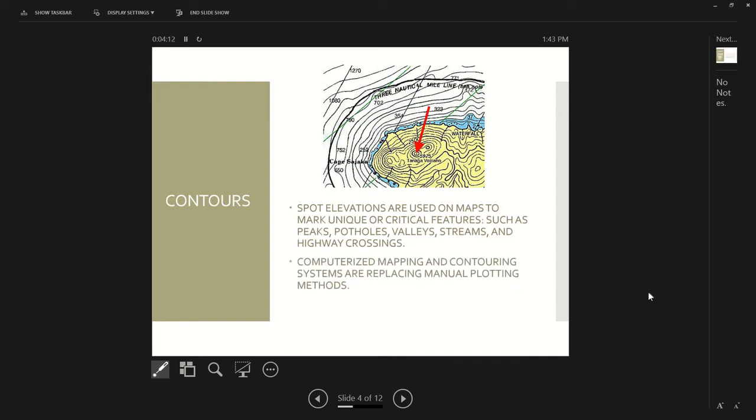Computerized mapping and contouring systems have replaced manual plotting methods, and you're going to see why with the assignment. You guys are manually going to be plotting. It's painful, but it helps give you respect for what contouring actually is. And you'll see how easy it is once you get it into the computer or CAD system.